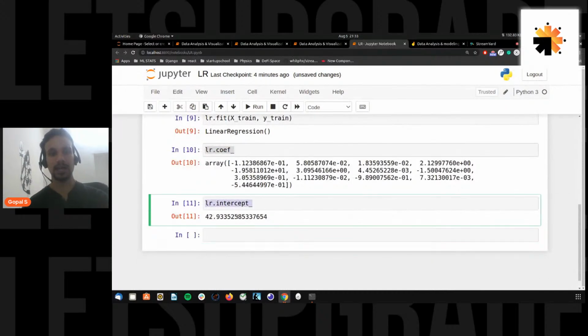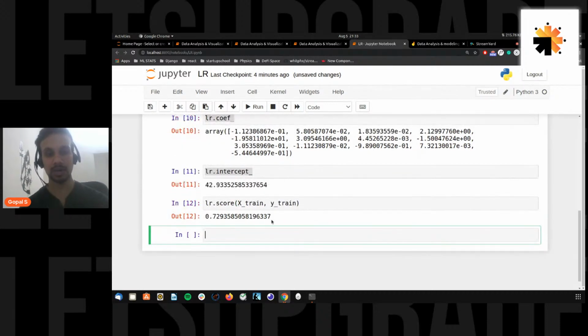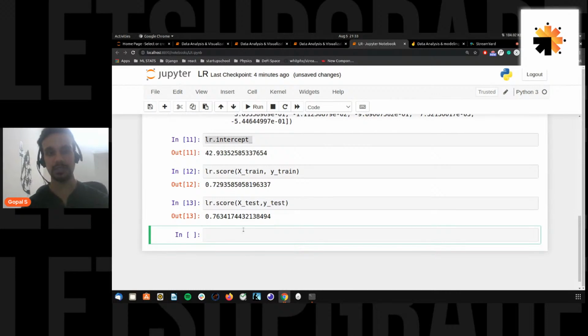Now let's see how well our model is doing on the X train, sorry, the training data. Let's see the score value for X train and y train. It is around 73%, and lr.score for X test and y test is around 76%. Quite good, right? Let's predict something and see.